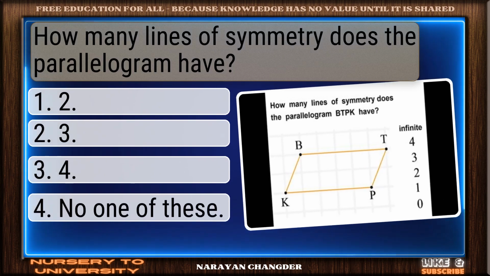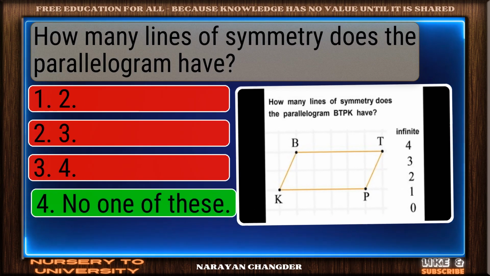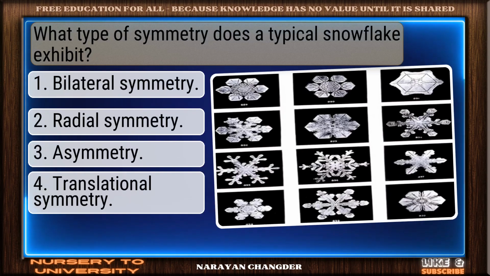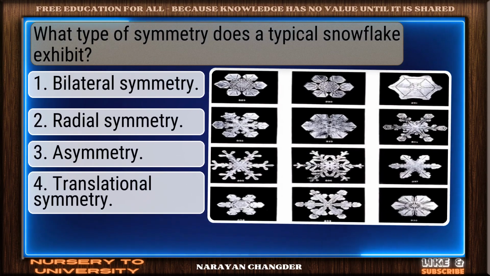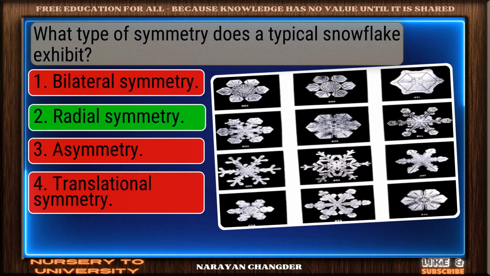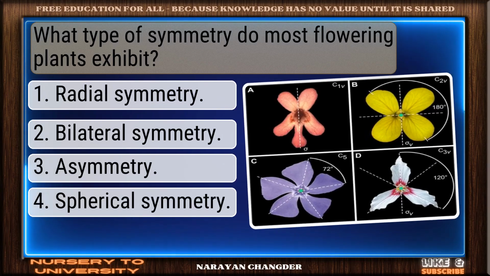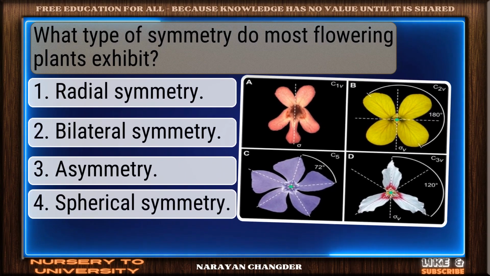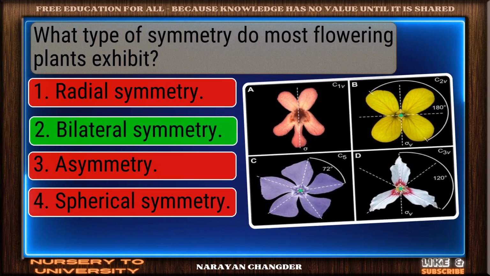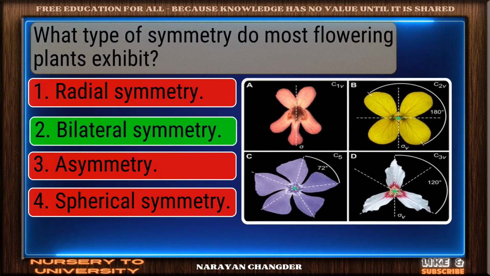How many lines of symmetry does the parallelogram have? Right again. None of these is a valid answer. What type of symmetry does a typical snowflake exhibit? Good job. Your answer, radial symmetry, works well here. What type of symmetry do most flowering plants exhibit? Well done. Bilateral symmetry is the right choice.